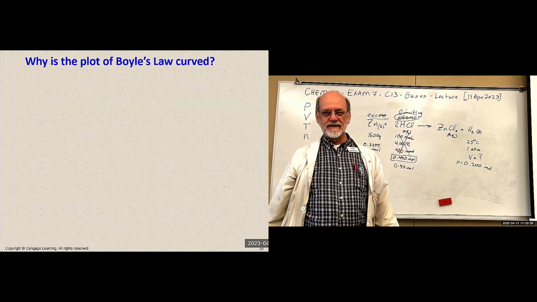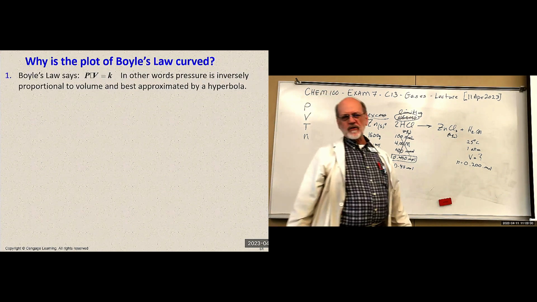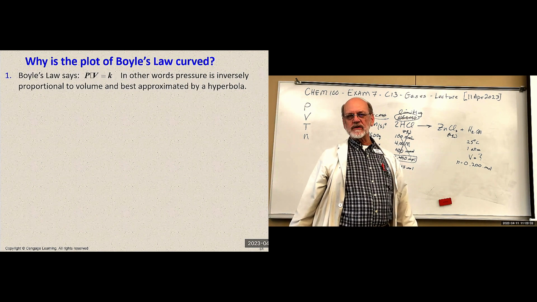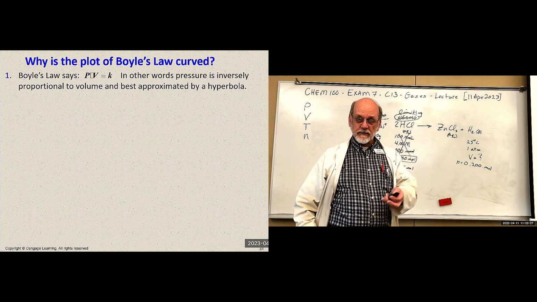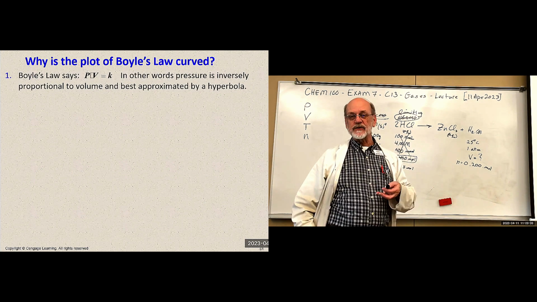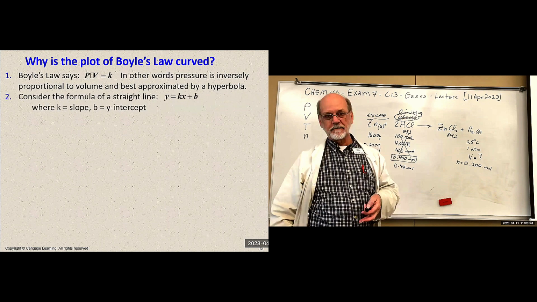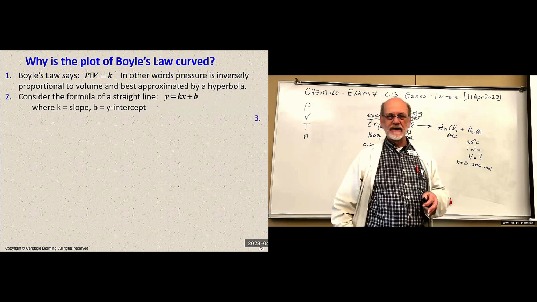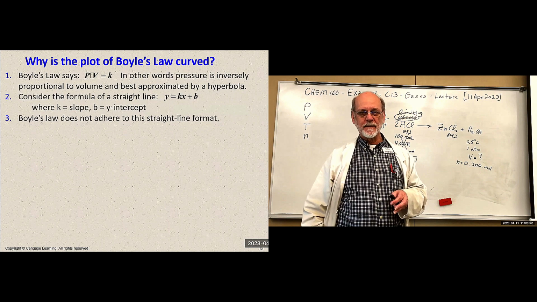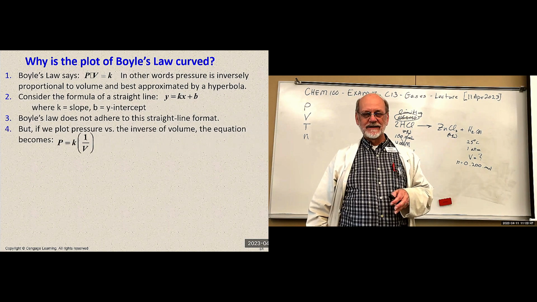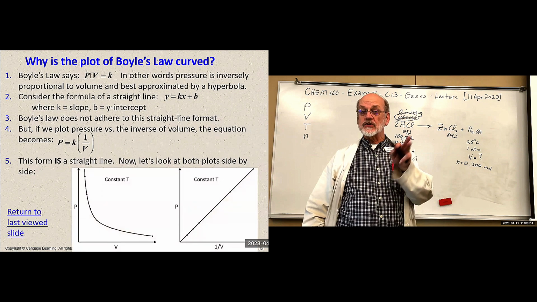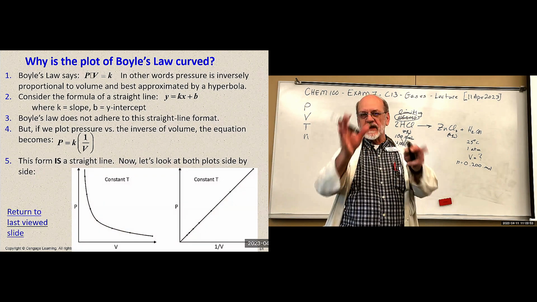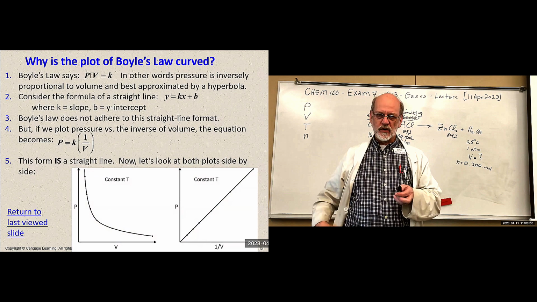All right. Just a reminder, why is the plot of Boyle's law a curve? Because it's an inverse proportion, and plotting it produces a hyperbola. All right, this converts Boyle's law to a straight line that I showed you earlier. That's everything there in black and white, what I put on the board earlier.